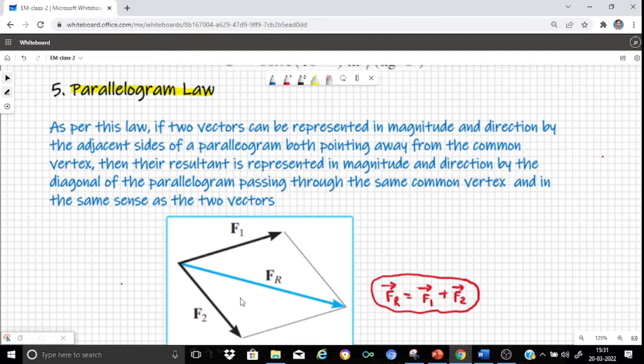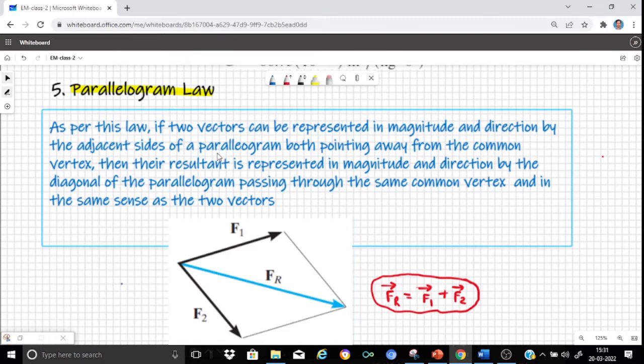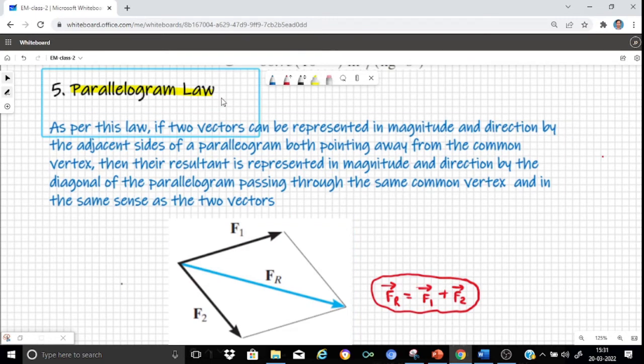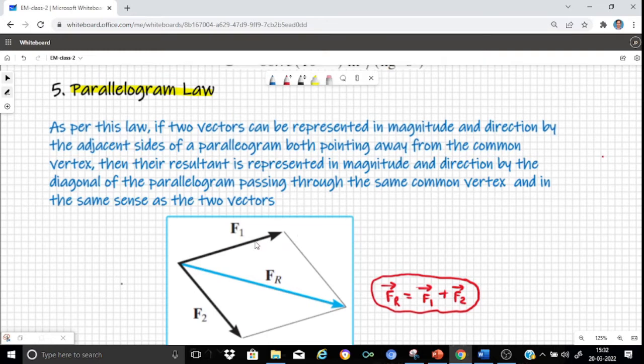So look here. From the above statement, it is very clear that the parallelogram law is used to find the resultant of any two forces. How this is achieved is very simple. Suppose, referring to this sketch, we want to obtain the resultant of any two vectors f1 and f2 which are acting on a body. So what is done as per this law is we construct a parallelogram with f1 and f2 being the adjacent sides of the parallelogram.